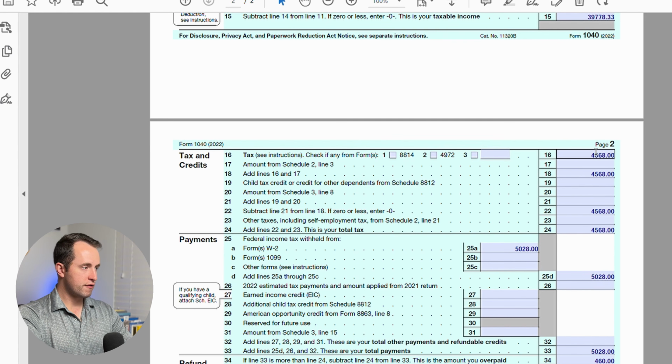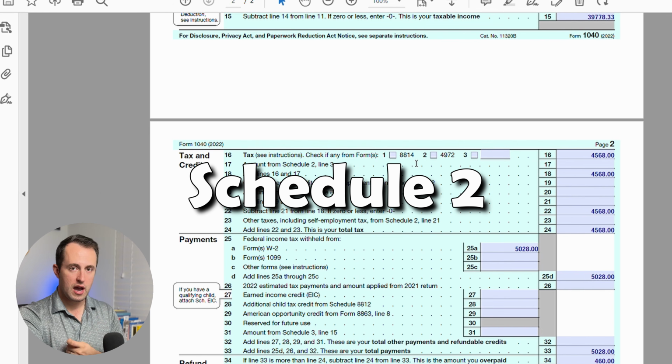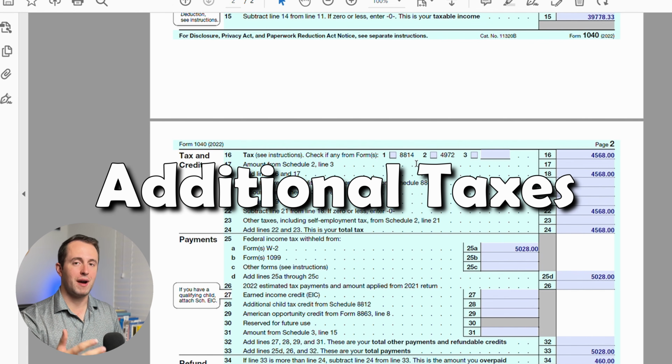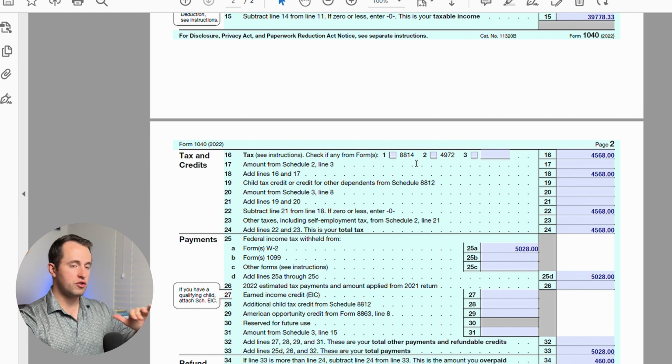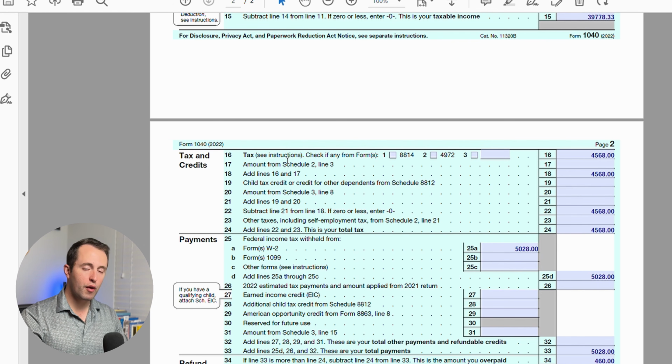So now that we have that information in there, now moving on to line 17, this is going to be dealing with Schedule 2, and these are going to be additional taxes that you might have to consider. So in this situation, they're not going to apply, but always just take a look and see what are these various schedules and forms that they refer to in the 1040, so you actually understand what you are filling out and what you don't have to fill out. So for here, for line 18, it's adding up lines 16 and 17.